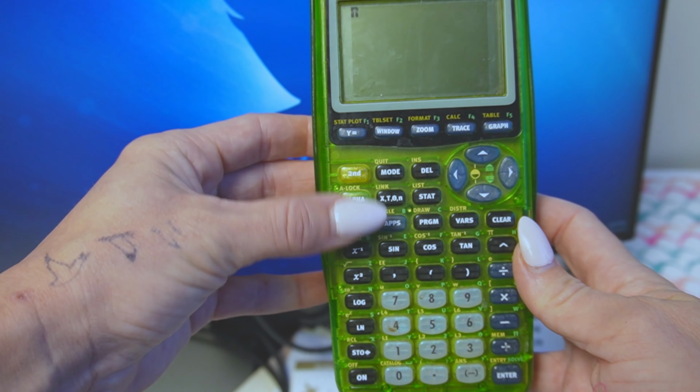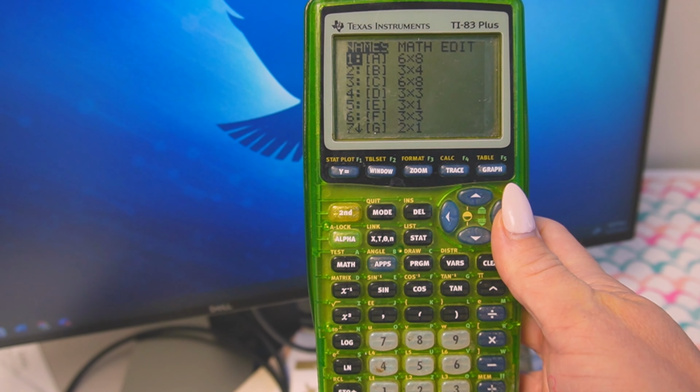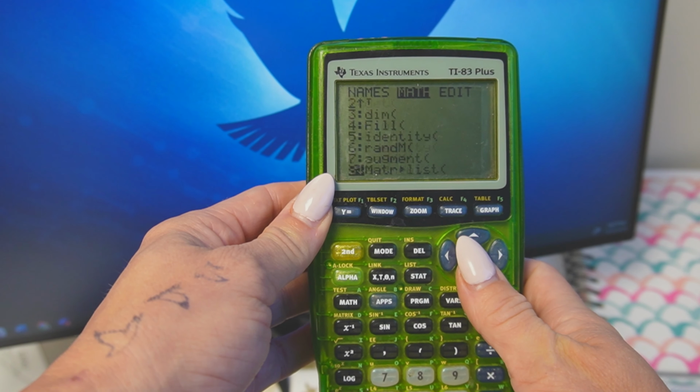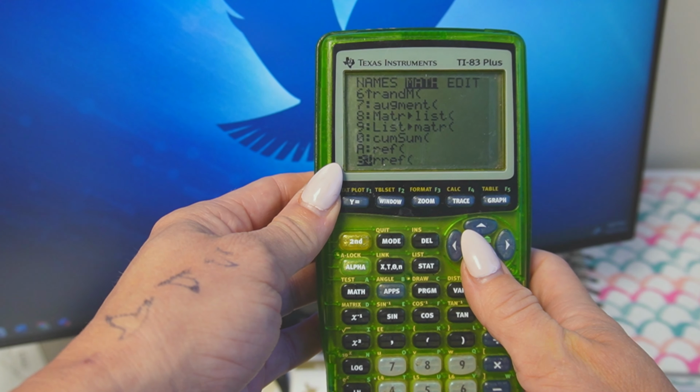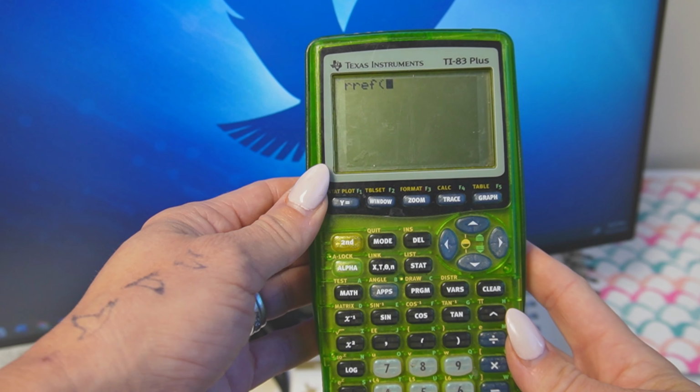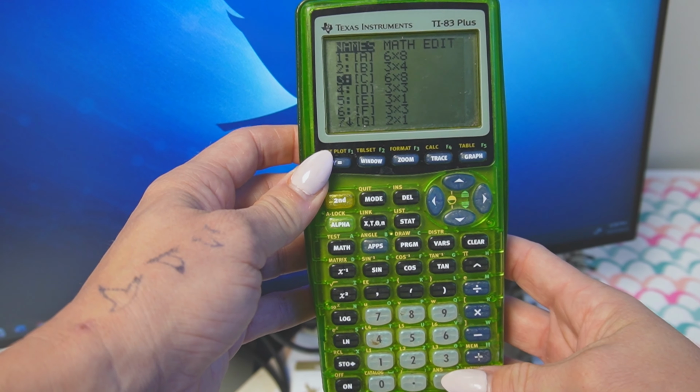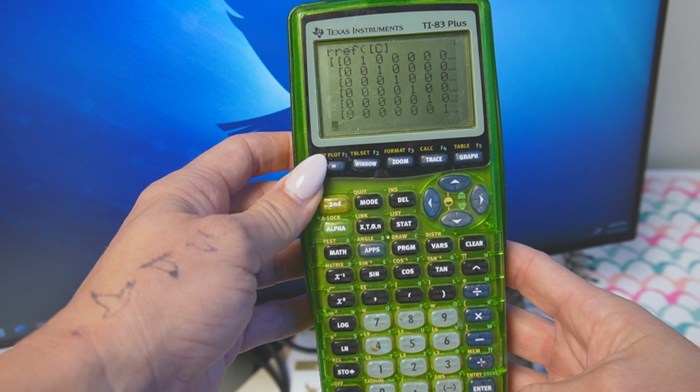Now what I want you to do is quit. Then go back to matrix, but this time scroll over to the math tab. Then scroll down and find the RREF function, push enter. Go back to your matrix and select the matrix you put that data in, push enter, and then push solve.